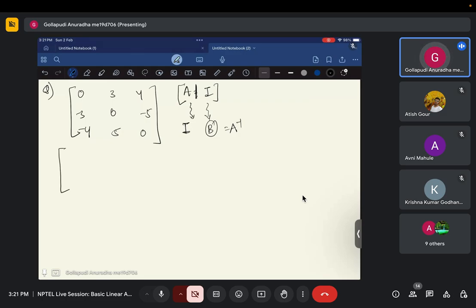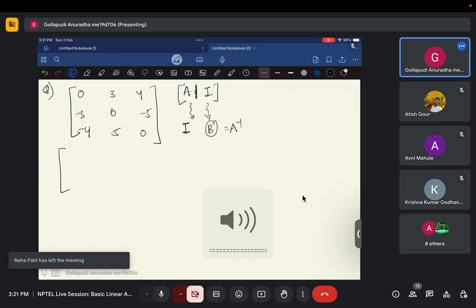So what is the first step here? We have a 0 here initially, so we will interchange.